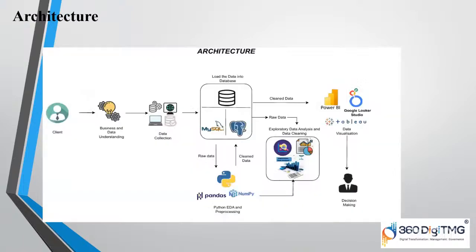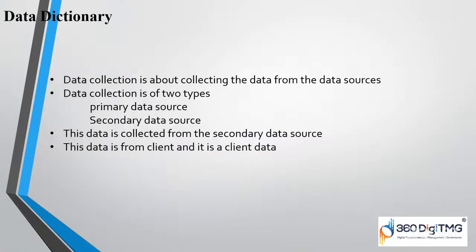Data is the backbone of this project. We collected it from secondary sources, directly from the client system. This includes order data, dispatch data, and SKU details. Data dictionary. Data collection is about collecting the data from the data sources. Here we have two types, right? Primary data sources and secondary data sources. Primary data is live data or experimental data, and then surveys, interviews. Secondary data is already available data.